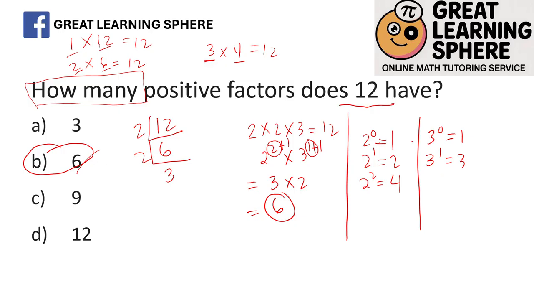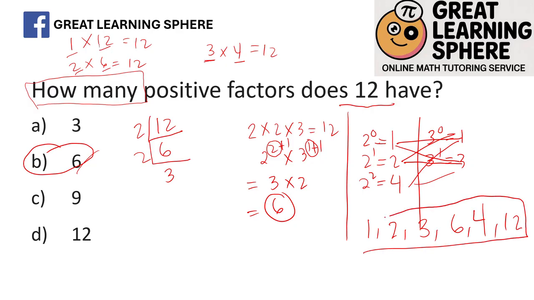Now, if we are going to check if it is correct, we are going to multiply. So 1 times 1 is 1. That is a factor of 12. 2 times 1 is 2, which is also a factor of 12. 1 times 3 is 3, also a factor of 12. 2 times 3 is 6. 4 times 1 is 4. And 4 times 3 is 12. So as you can see, when you multiply them, we will be getting all the factors of 12. I just showed it for you to see why we are adding 1.